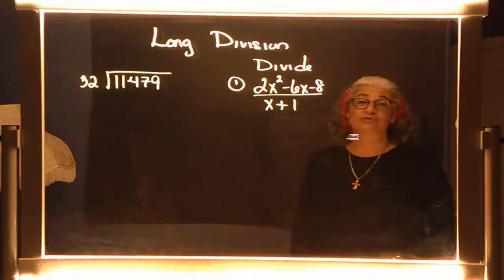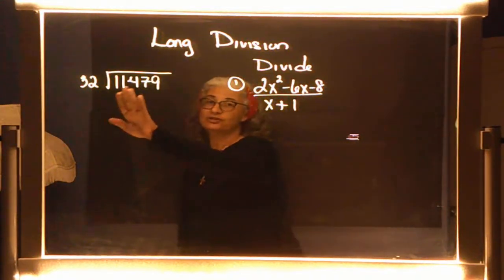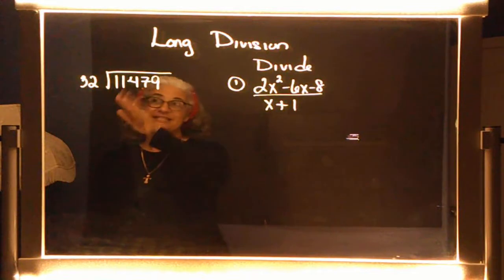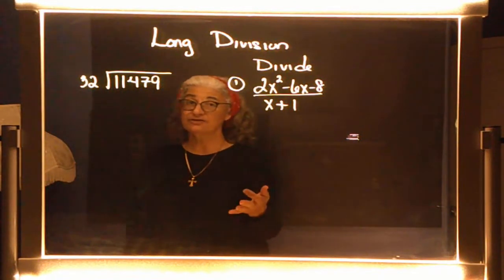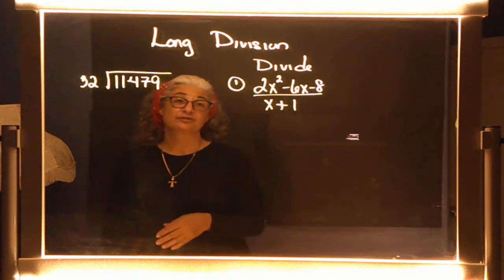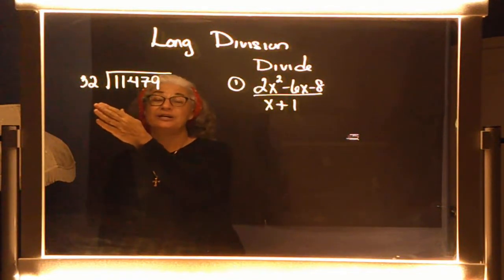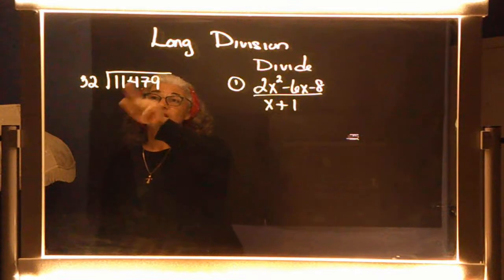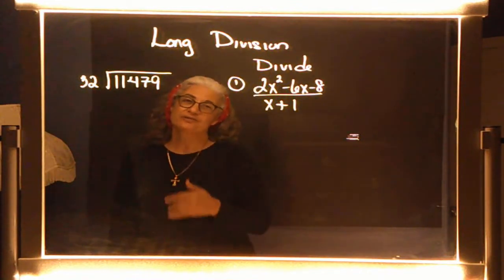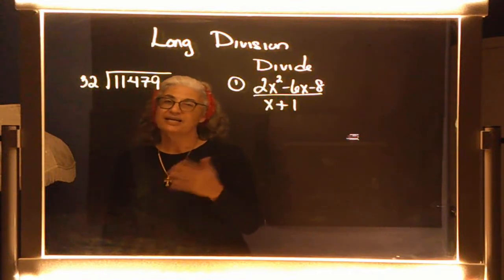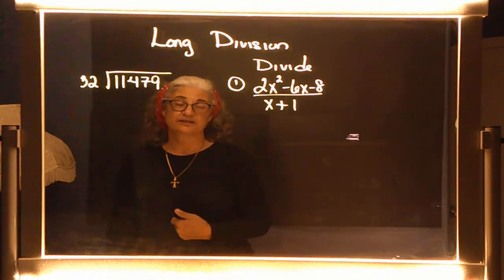Okay, so let's talk about long division. Let's take a look at this problem over here. This is a long division problem we learned way back when, and before they allowed us to use calculators, we had to figure out how to take 32 and divide it into 11,479, correct? Well, here's the thing with long division that I was never taught when I was a kid.